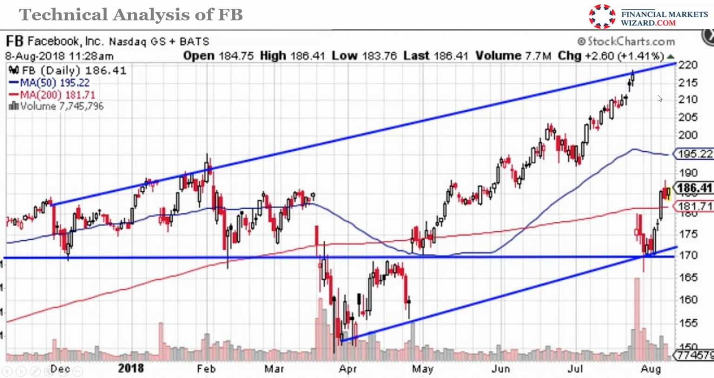And in future, FB will be sitting at 250, and then you will say, oh, I missed the move at 165, I missed the move at 175, 180, I missed the move at 186. Damn, it's sitting at 249. Let me buy FB, and that's where it will crash again. So don't wait for FB to go to 250. Buy now.